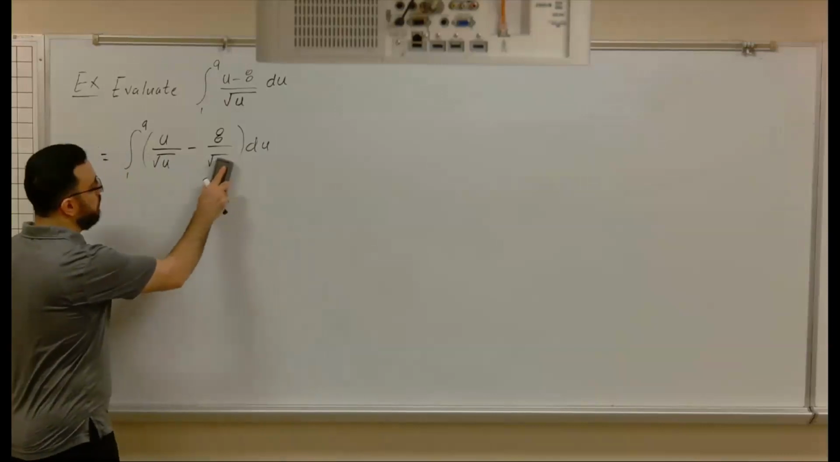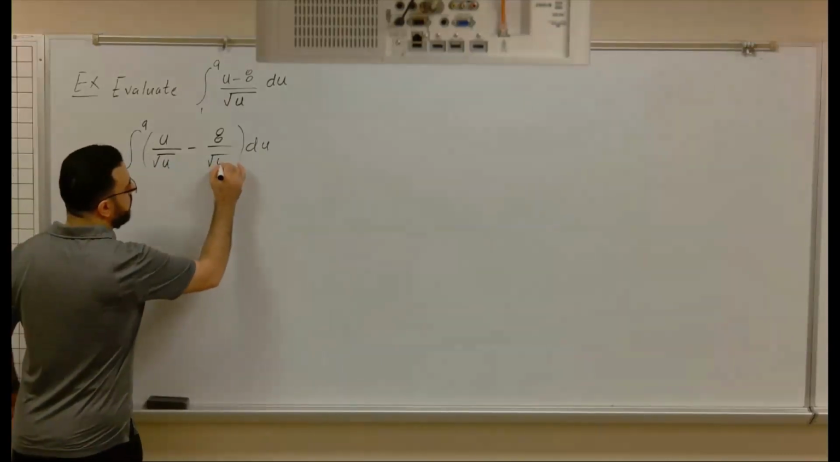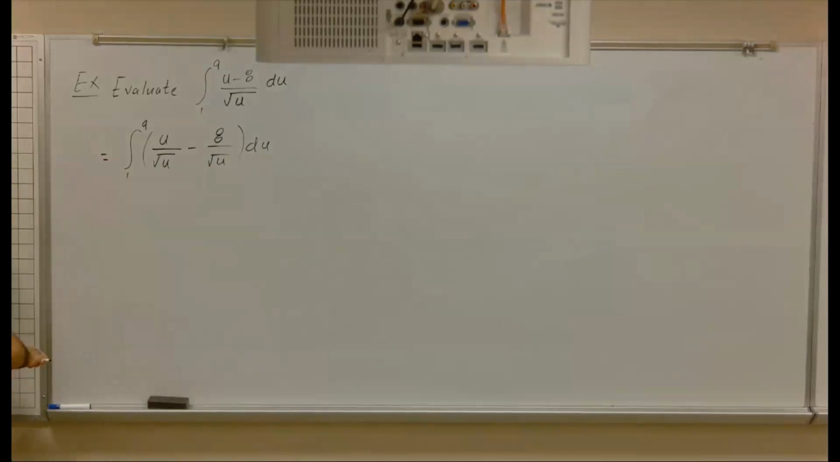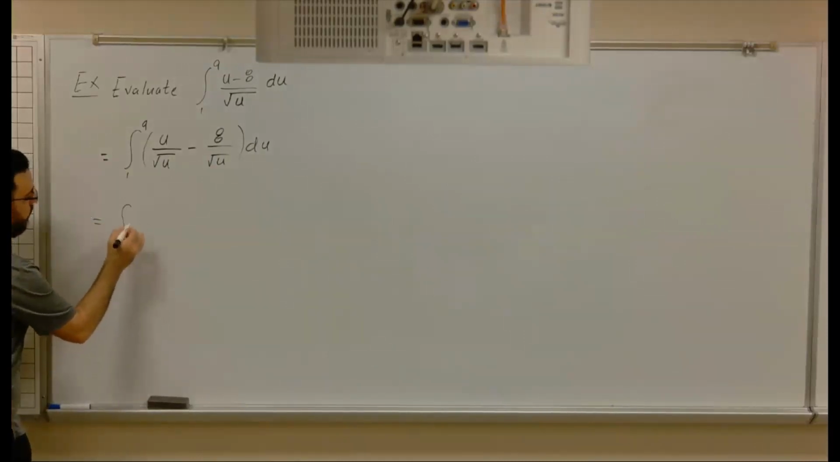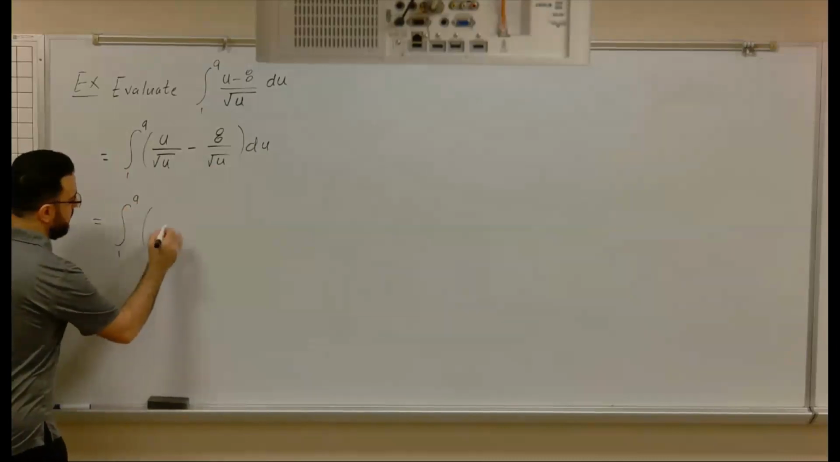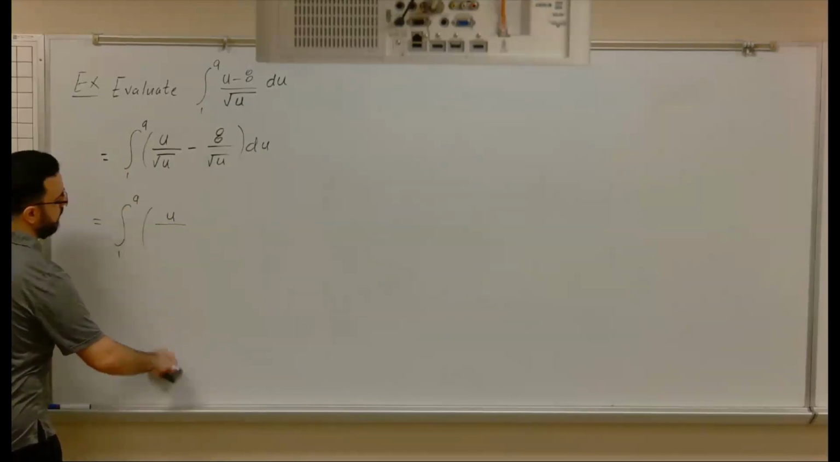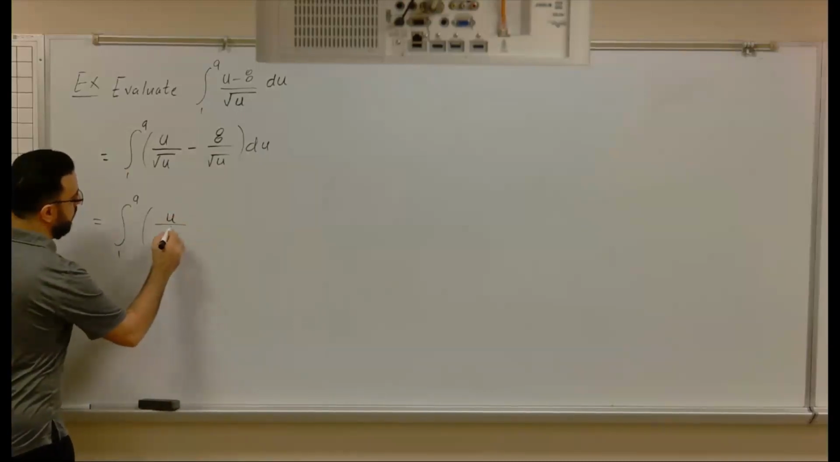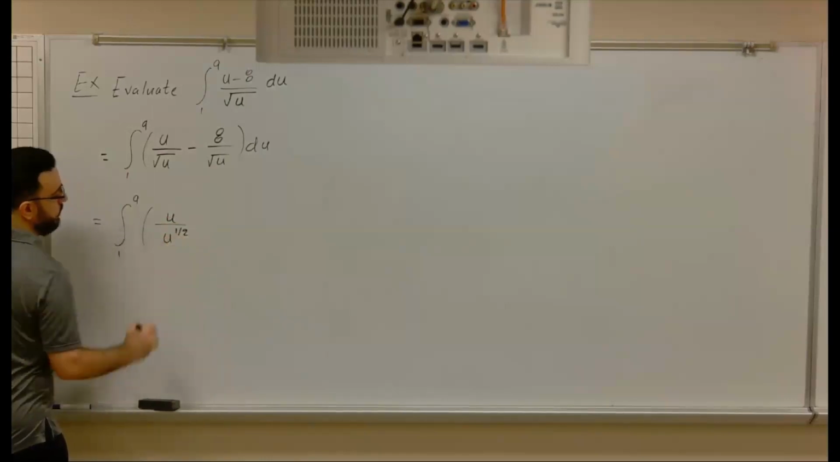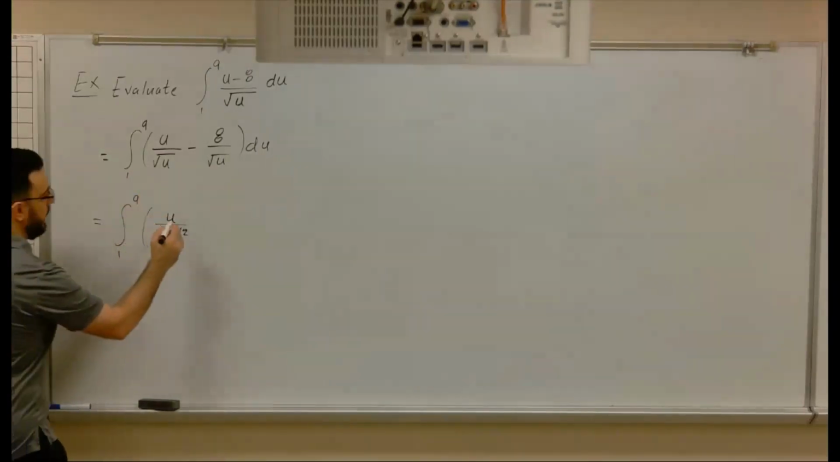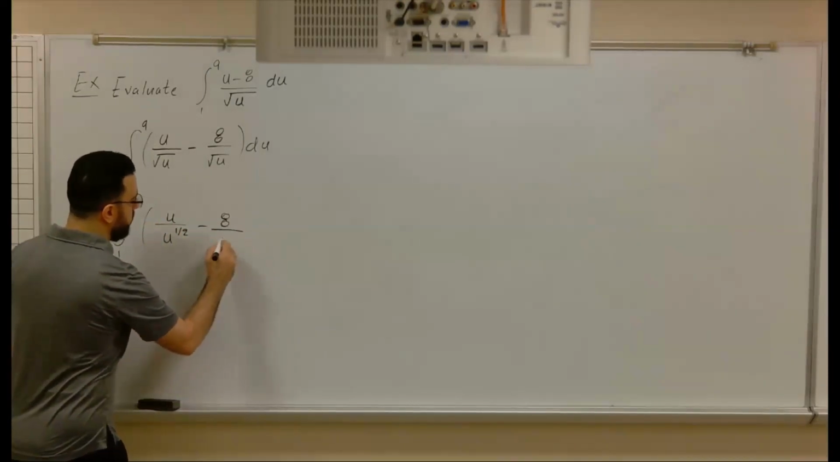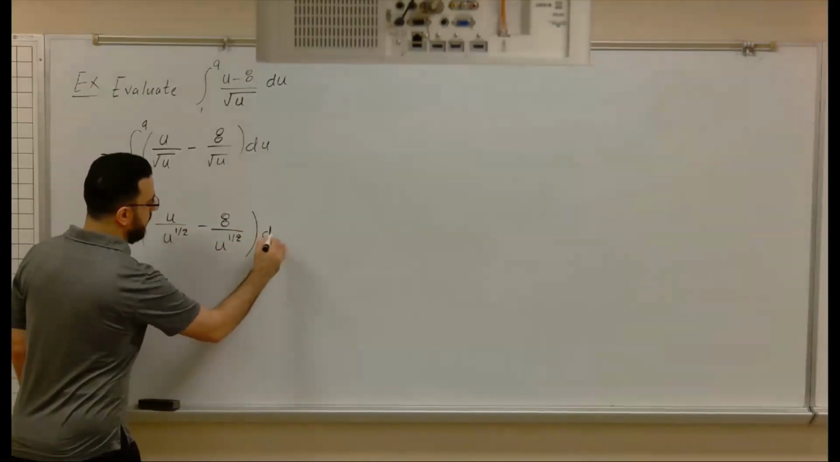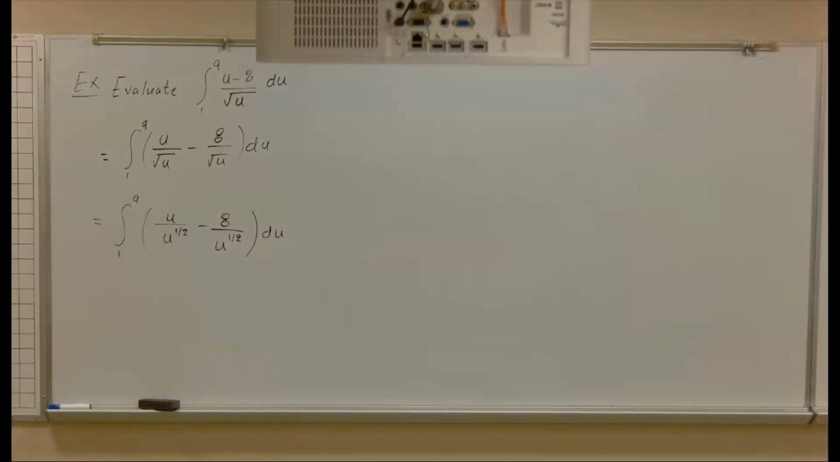The square root of u, is that u to the power half? So what I'm going to do is say, okay, it's the integral from 1 to 9. The first term is u over u to the power 1 over 2. And the same thing here, it's minus 8 over u to the power half. Everything du. Now, is that easier? What do you think?